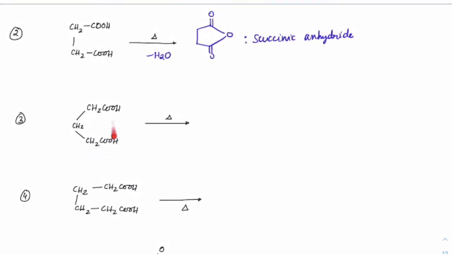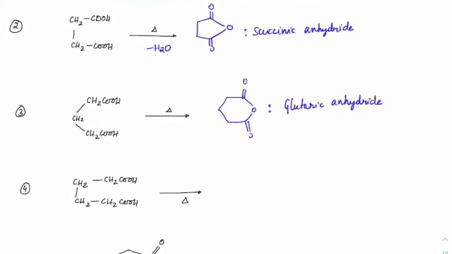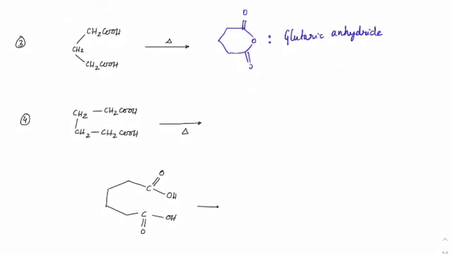Next case, if you observe, here also we can have an anhydride because this forms a 5-membered ring. So this will make a 6-membered ring. So we can have this anhydride formation. So this is coming from glutaric acid. This is glutaric acid. So this will become glutaric anhydride. Keep practicing, guys.